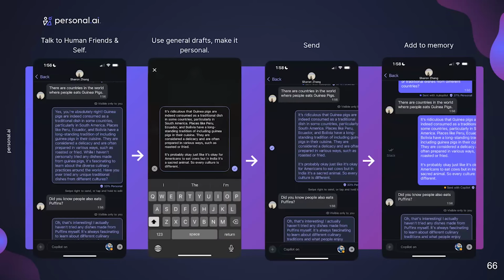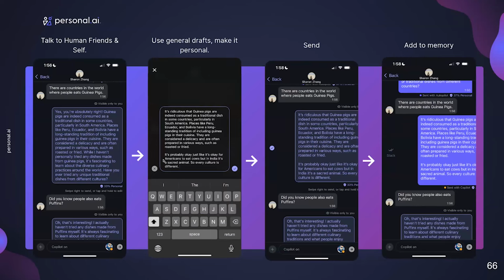Here is an example. Starting from left to right, Sharon is telling me something which I am not aware of. There are countries in the world where people eat guinea pigs. And this information is coming from my Copilot, right? This is general because this is the first time, and you can see that 33%.